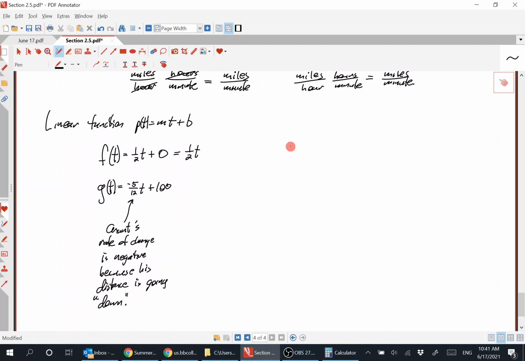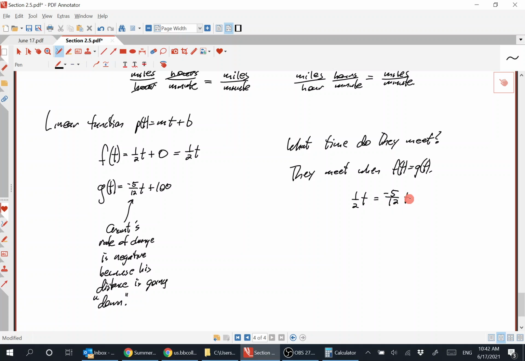All right, so what time do they meet? Well, they meet when their distances are equal. So they meet when f of t is equal to g of t. So when 1/2 t is going to be equal to minus 5/12 t plus 100.